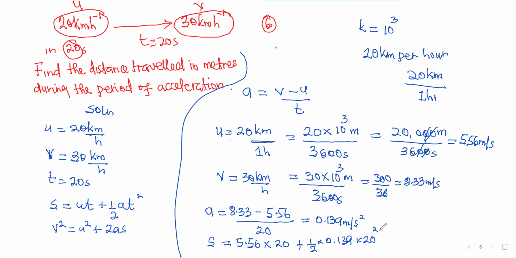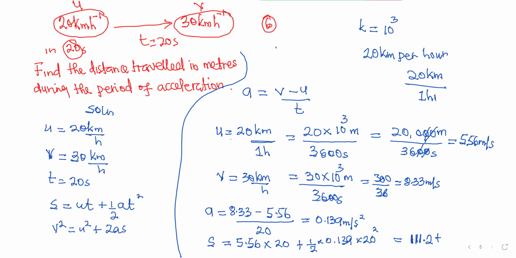So let's calculate it now. We have 5.56 times 20. What is 5.56 times 20? Then calculate this one for me: 0.139 times 20 squared, all divided by 2.